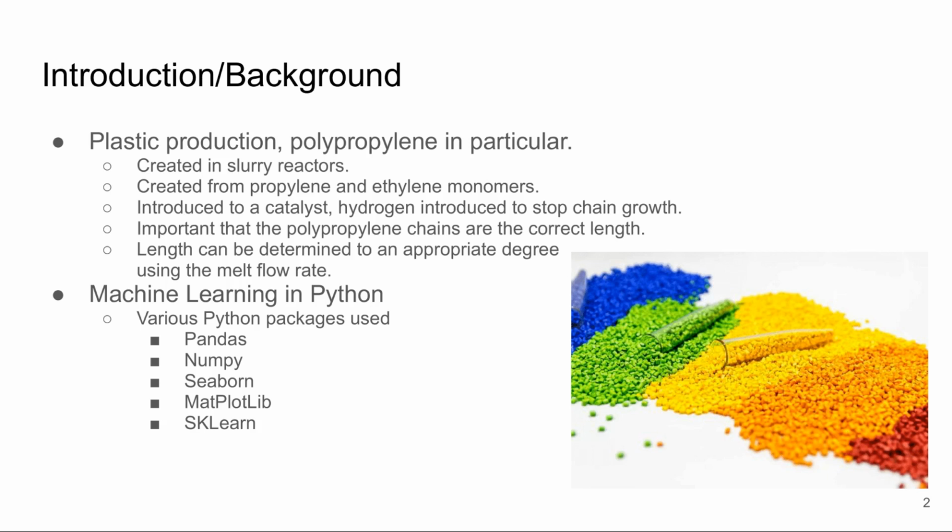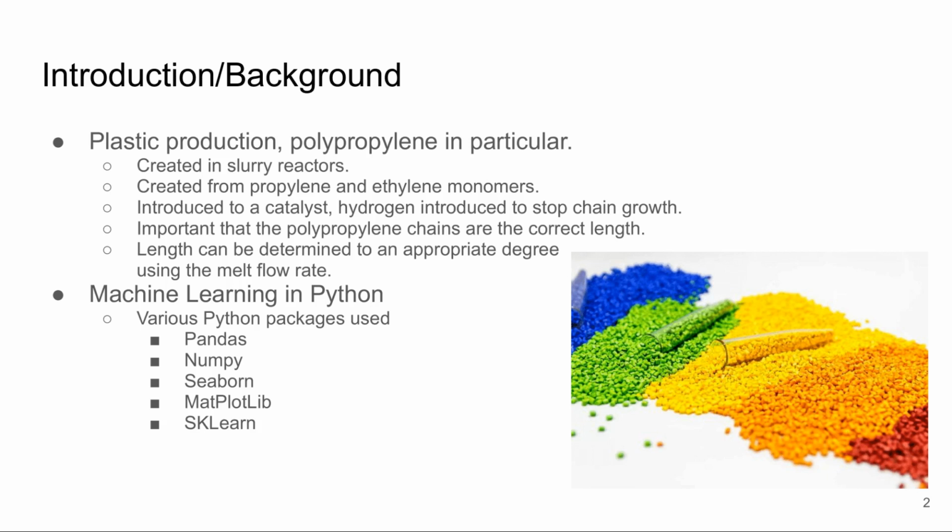the title. It's created in slurry reactors where different monomers are introduced to a catalyst where the chains grow and hydrogen introduced to stop those polymer chain growth. It's important that these polypropylene chains are the correct length so that they can be used in the application that's desired. And this can be determined to an appropriate degree by using the melt flow rate, or MFR as we will be referring to it.